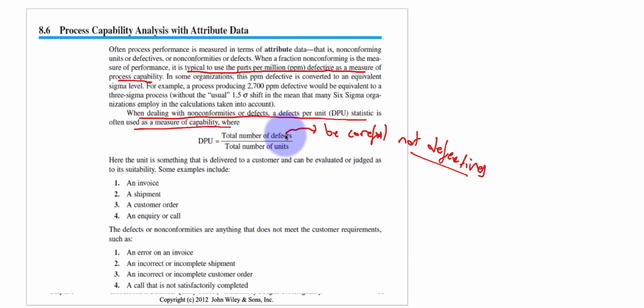As you can remember from the previous weeks, one product can have several defects, but it is not necessarily defective. So these calculations can be used for the process capability analysis in the attribute data.